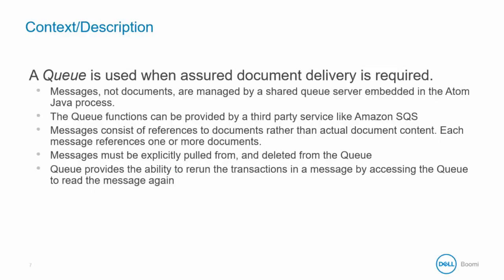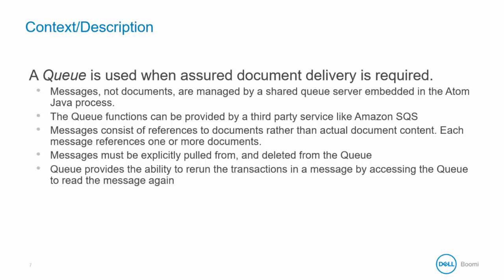A queue is used to assure document delivery. Messages, not documents, are managed by a shared queue server embedded in the Atom Java process. The queue functions can be provided by a third-party service like Amazon SQS. Messages consist of references to documents rather than actual document content. Each message references one or more documents. Messages must be explicitly pulled from and deleted from the queue. Queue provides the ability to rerun the transactions in a message by accessing the queue to read the message again.